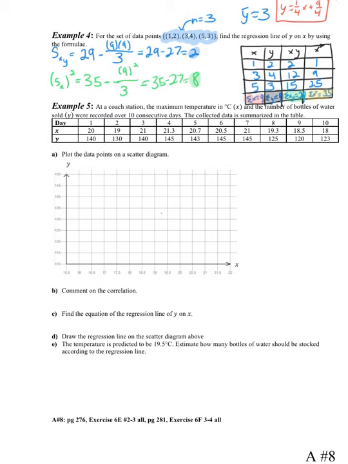Okay, so let's go ahead and plot the data points and get it in your calculator. So you're going to go stat and get to your calculation, your edit, list 1.